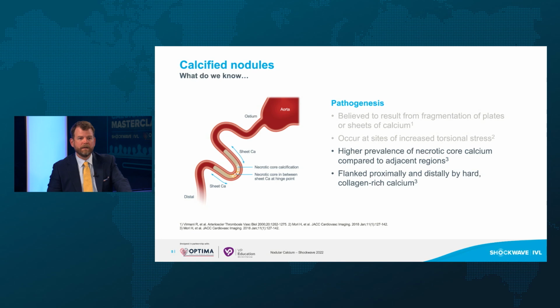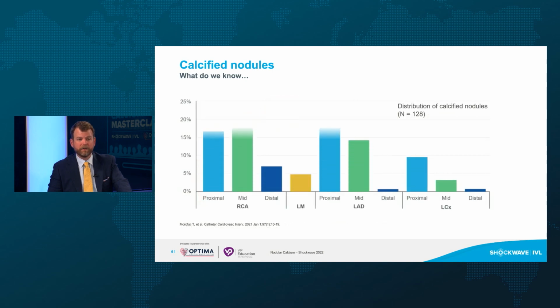There's a necrotic core that's often associated with these areas compared to the adjacent regions, and that's where you can have that thin cap that can either erode and give you those ACS lesions or become more calcific and more chronic. And again, it's going to be flanked proximally and distally by this hard collagen-rich calcium, and that's going to be important later when we talk about how IVL can help address these types of lesions.